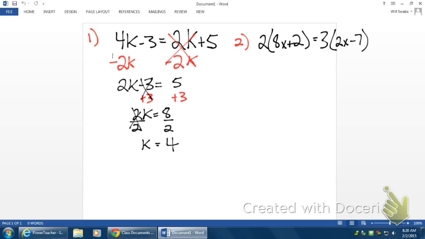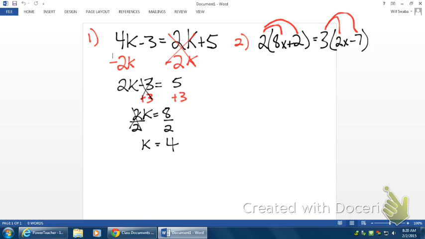Now, what would I do here first? I have 2 different options. No matter what you do first, you're going to have to do both the same side. But what's the gist of what I'm about to do? What's it called? Yes, I'm going to distribute both sides. I'm going to multiply the 2 times the 8x and the 2 times the 2. On my right side, I'm going to multiply my 3 times the 2x, and I'm going to multiply the 3 times the negative 7. Flat out distribute both sides.